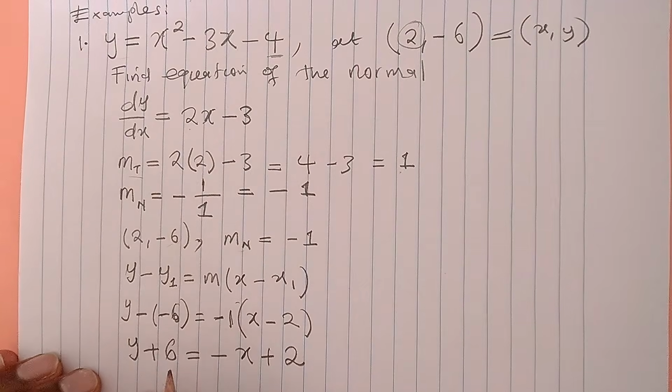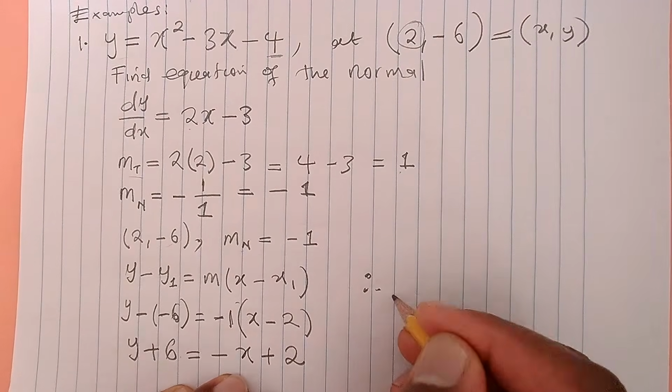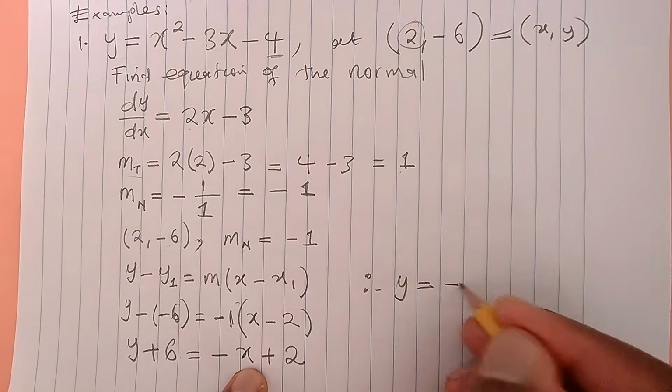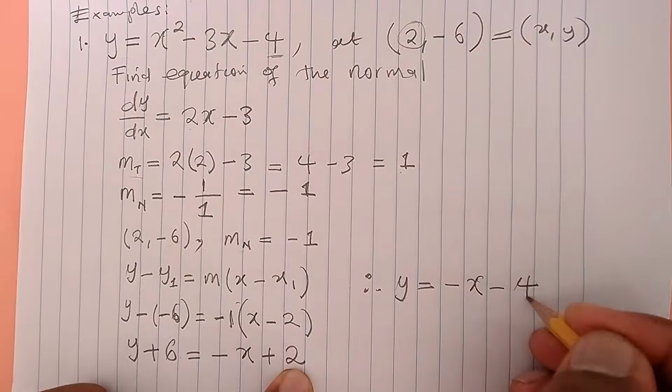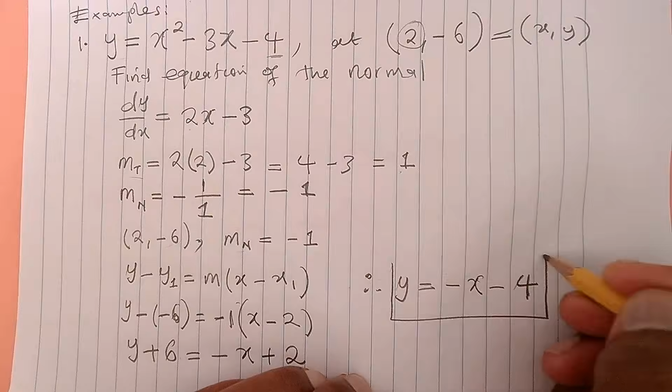We can go ahead and subtract 6 from both sides. Therefore, the equation of the normal will be what? If I subtract 6 from both sides here, I will just have negative x, then 2 minus 6 is negative 4. Okay? So that's it, right?